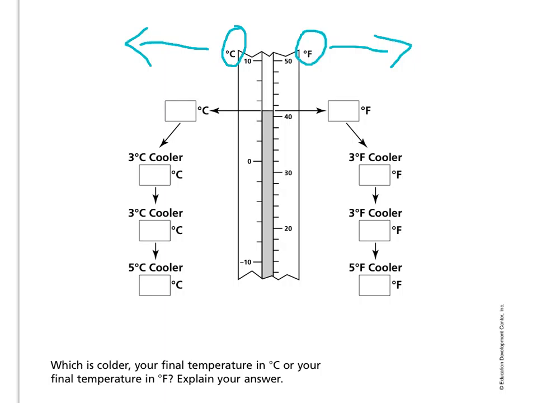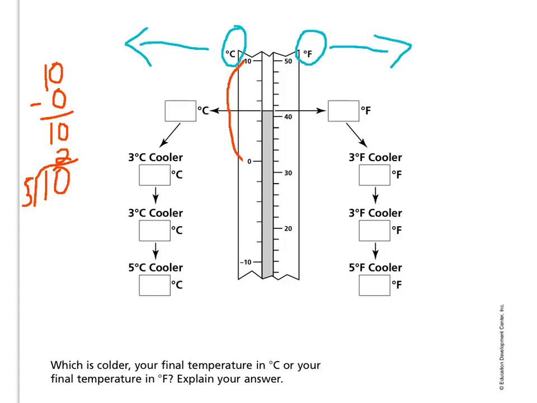I need to find first the difference of degrees between 0 and 10. And the difference between 10 and 0 would be 10 minus 0, which equals 10. I then am going to divide 10 by how many pieces there are between 0 and 10. And I know that's 1, 2, 3, 4, 5 pieces. So I take 10 divided by 5, and I know that that would be 2. So each little line is going to be worth 2 on the Celsius side.